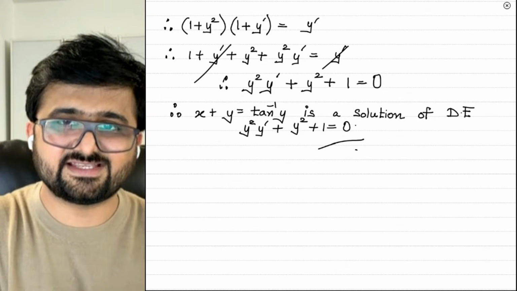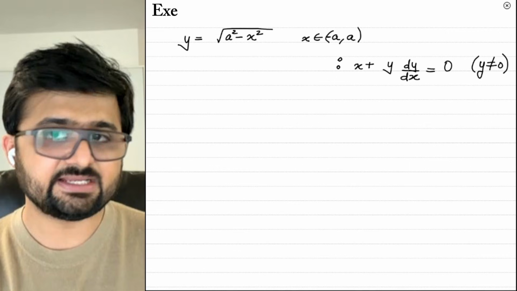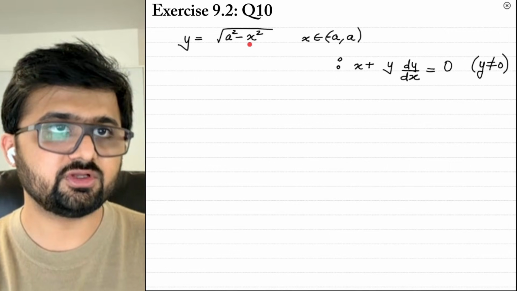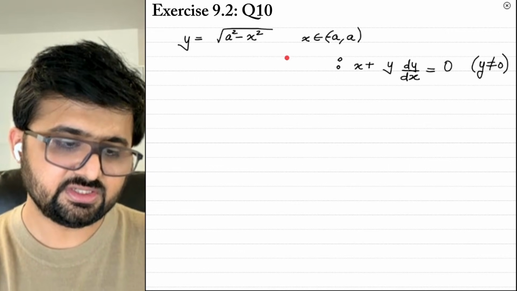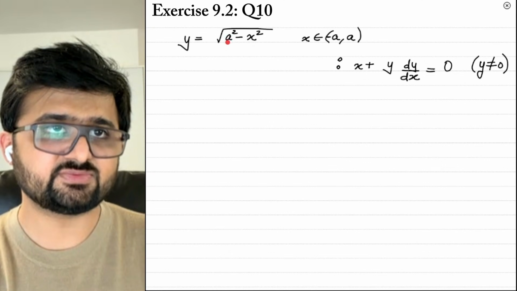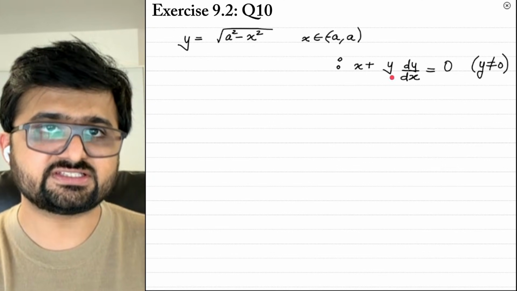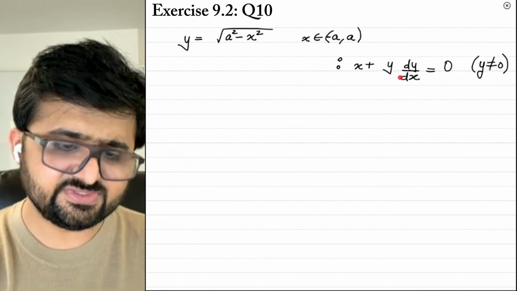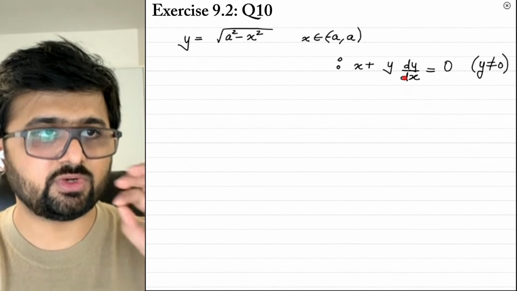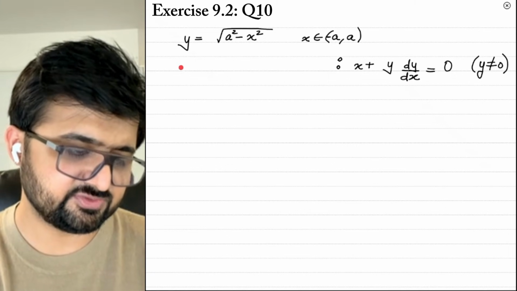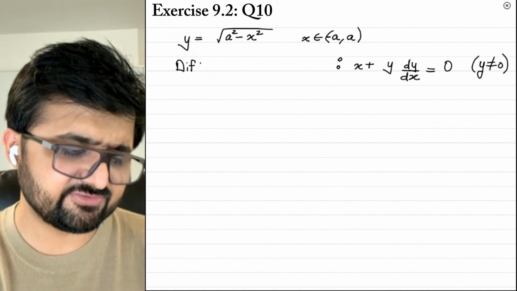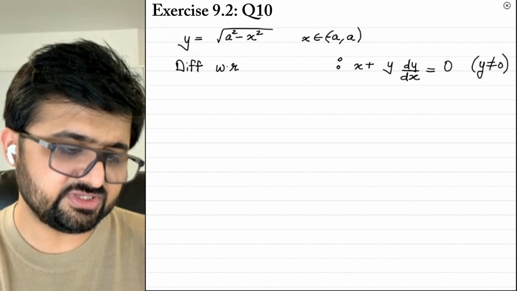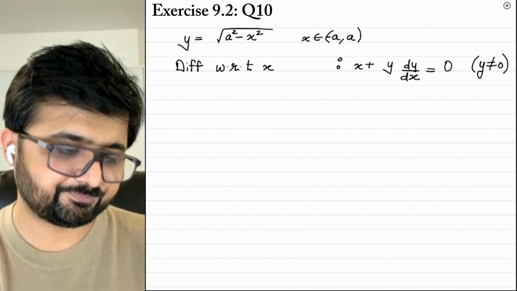I hope that makes sense. All right, let's see this example, which is y is equal to square root of a square minus x square. We need to prove that this equation in x and y is the solution of this differential equation here. Since we see there is just one dy by dx, or one derivative term, we just have to differentiate this once. So let us differentiate this equation with respect to x.